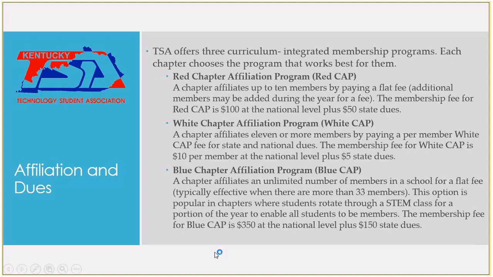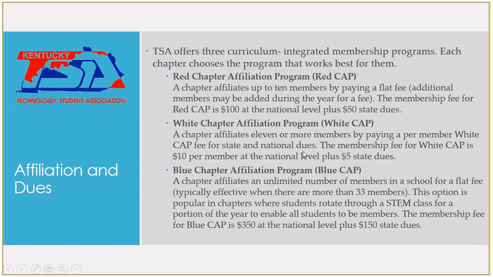There are 3 different ways to affiliate. I'm not going to dwell on this too much, but just so you understand. Depending on the size of your chapter, if you're interested, or maybe you've already affiliated as a red cap chapter but you have more than 10 students. Red cap is up to 10 members, as you can see here on the screen, and it costs you $150 annually to be a red cap school. So you could have 3 kids up to 10.